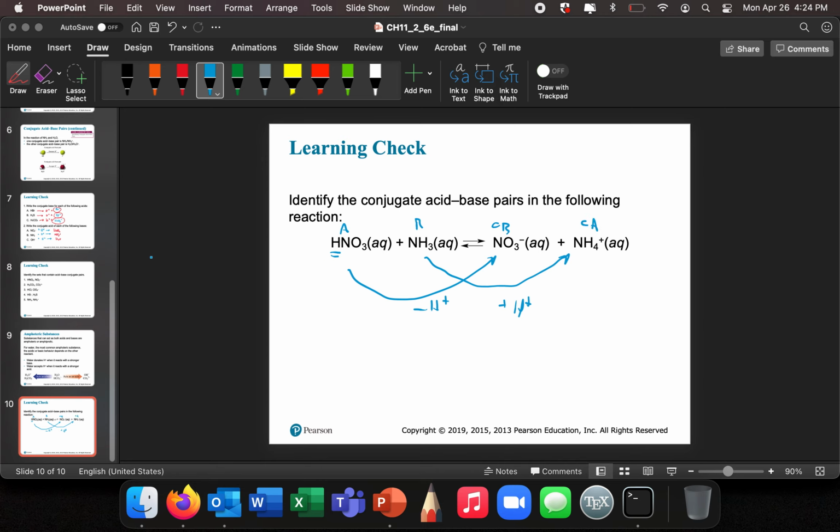All right, so there's conjugate acids and bases for you. We'll get more chance to practice this in the upcoming sections. Good luck.